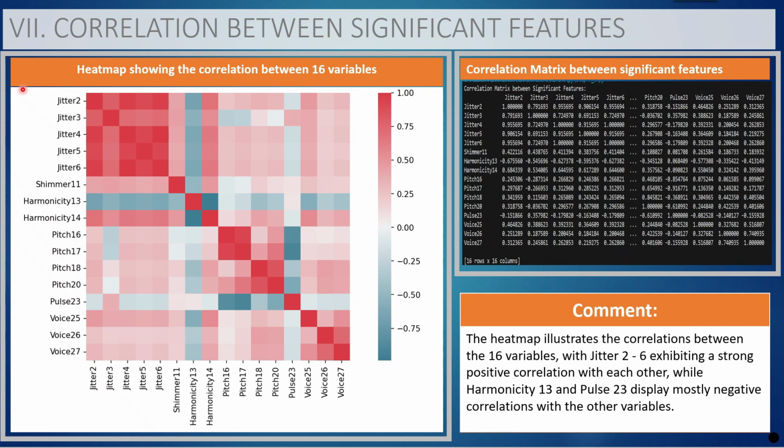The color within the heat map indicates the degree of correlation between variables. Values closer to 1 signify a positive correlation, while those closer to -1 indicate a negative correlation. For example, Jitter 2 to Jitter 6 have a strong positive correlation with each other, while harmonicity 13 and pose 23 display a negative correlation with most of the other variables.